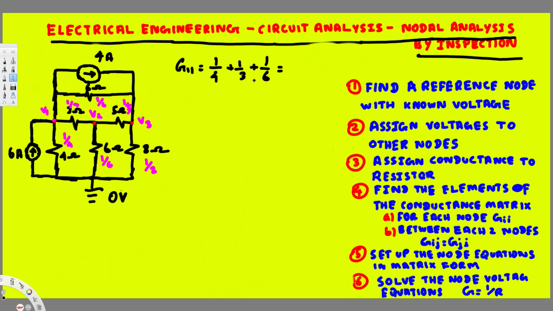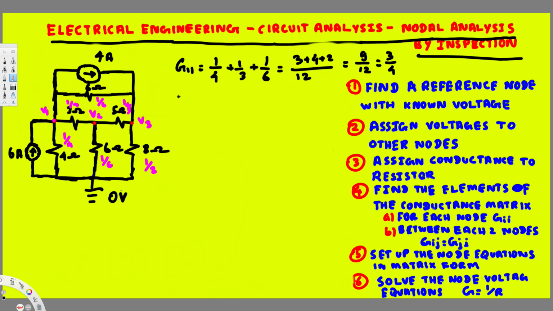And here the common denominator could be 4 times 3, 12, times 6, 72. Okay, or 12 will work. 12 is good for a common denominator, and if you take 12 as the common denominator, this is going to be just 3, this is going to be 4, this is going to be 2. Now 4 plus 3 is 7, 7 plus 2 is 9, so 9 over 12, that's equivalent to 3 over 4. So this is our first element of the conductance matrix.